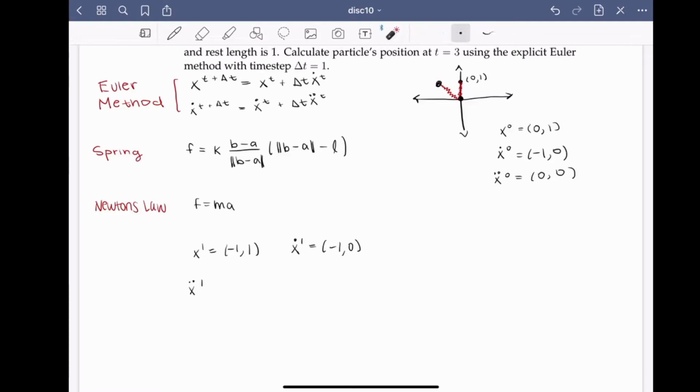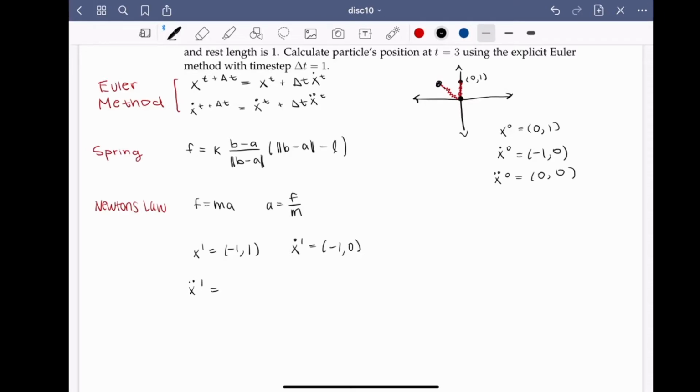I drew it right here. So at time step 1, it's going to be stretched out a little bit, and then it's going to be enacting some force on our particle. So since we have force equals mass times acceleration, then our acceleration at time step 1 is going to be our force divided by mass. So what's our force? Let's calculate that here with our spring equation.